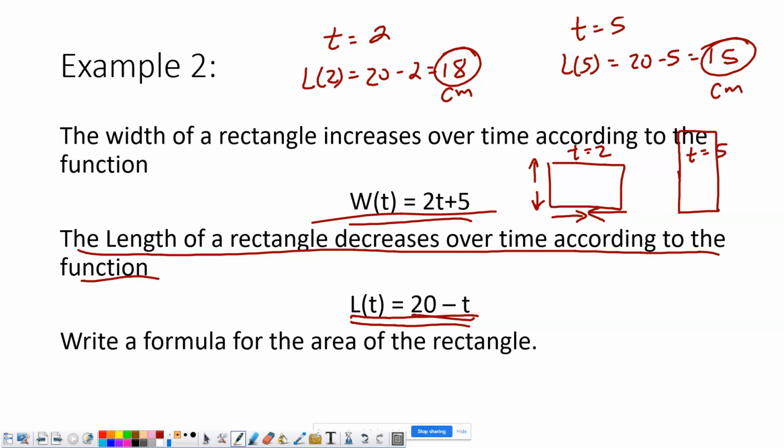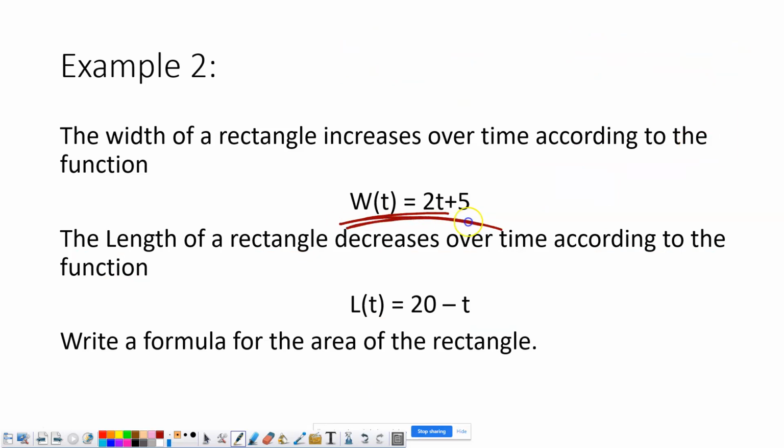So we have this weird rectangle that's changing its shape over time, and we have these two functions that are telling us what the width and length of this rectangle are at any given point in time, right? So what has it got to do with what we're learning today? Well, today we're learning about combining functions. So I've got two functions here. Now let's read the next bullet. The next bullet down says, write a formula for the area of the rectangle.